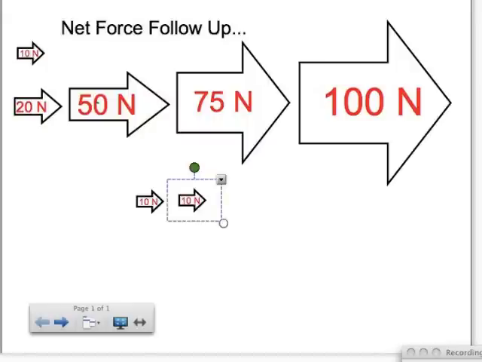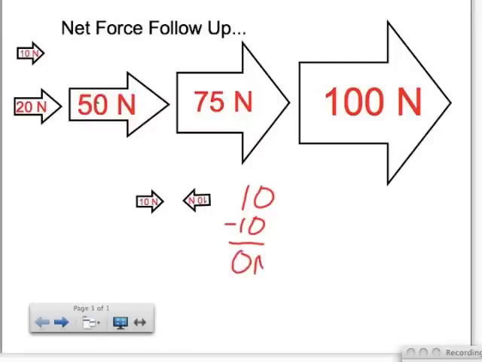So one way I could easily oppose this is just to rotate my arrow and point it towards itself. And then we basically end up with a net force of 10 minus 10 because they are going against each other, so I have a 0 net force. Okay, so a 0 net force.